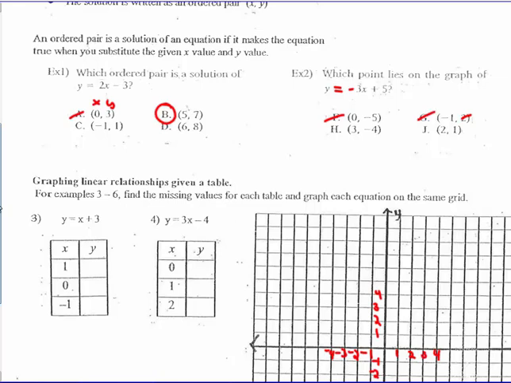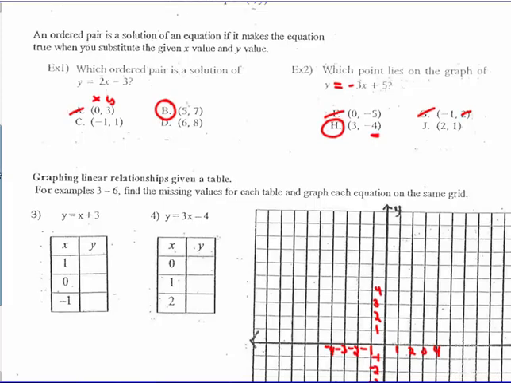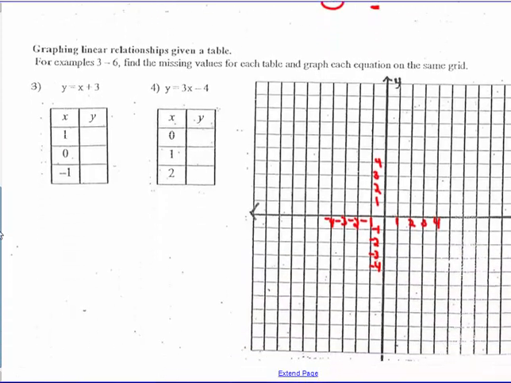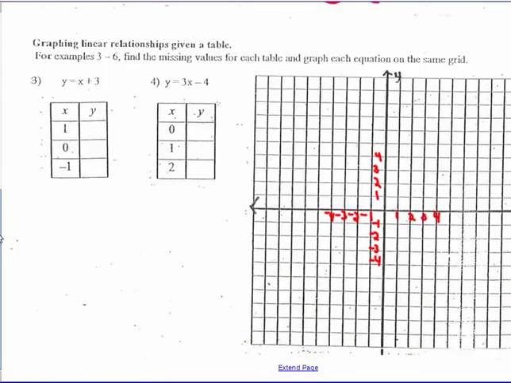H, negative 3 times 3, x, equals negative 9. Negative 9 plus 5 does equal negative 4. H is the correct point that lies on the graph, which also means it is a solution to the equation y equals negative 3x plus 5. Graphing linear relationships given a table. For examples 3 through 6, find the missing values.